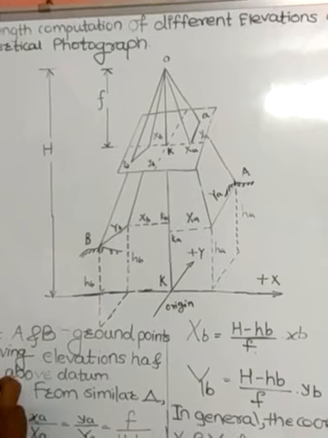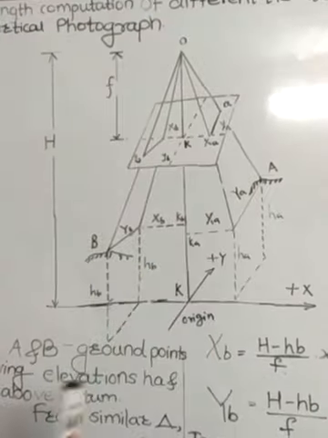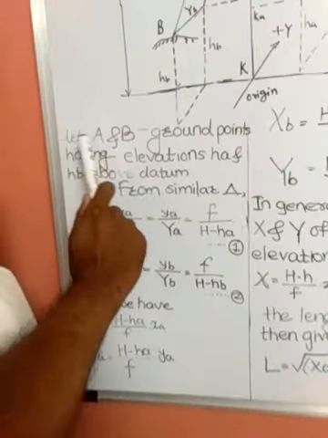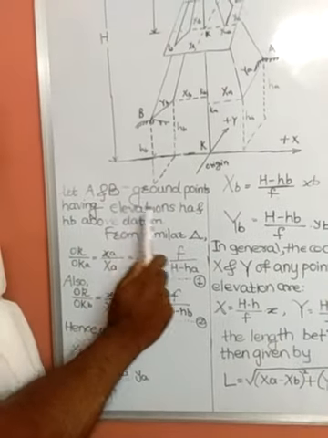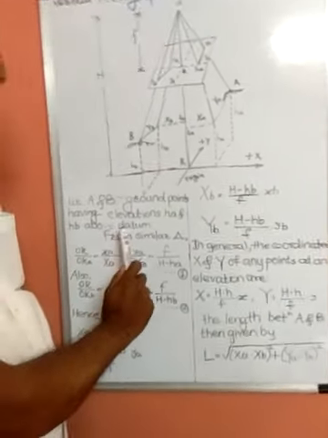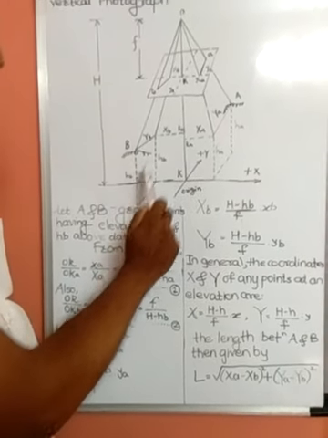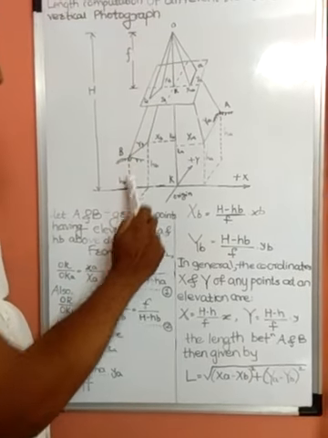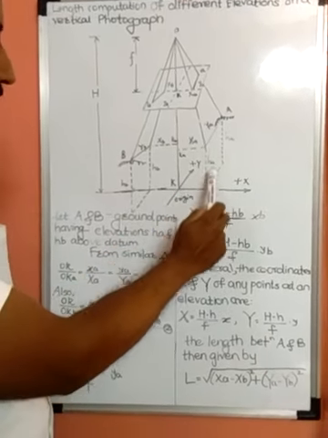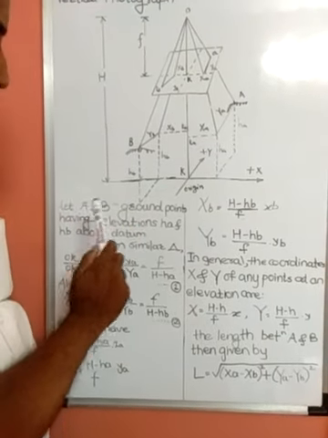Now, the assumptions and terminology. Let us assume that the ground points A and B have elevations HA and HB above the datum. This is the MSL ground level, and HA and HB are the elevations of the ground points above the datum.